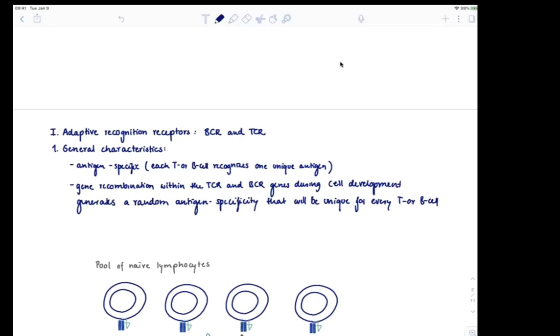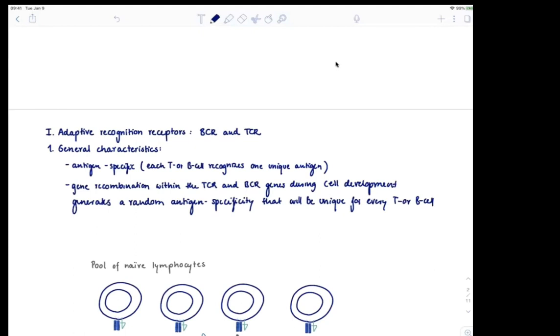So Mother Nature has developed this fantastic method of a cut and paste strategy to use just a couple of genes, and by random cutting and pasting them along, you get this huge diversity of T and B cell receptors. And that is done by gene recombination, and we're going to discuss this in another video in more detail.